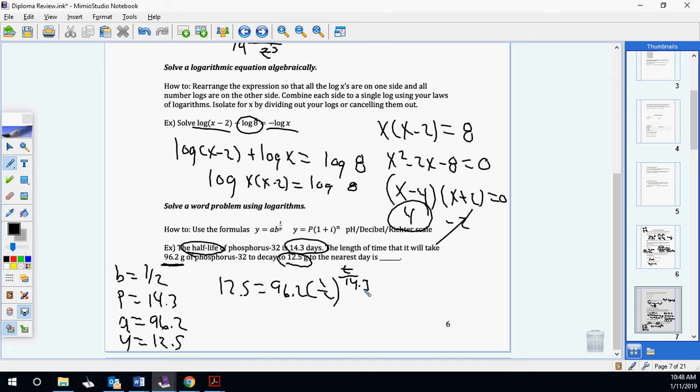So we just solve this. You guys can do this, no problem. Okay, so divide by 96.2. You go 12.5 divided by 96.2. They just leave it like that so you can stay exact instead of rounding it, which can give you some issues.